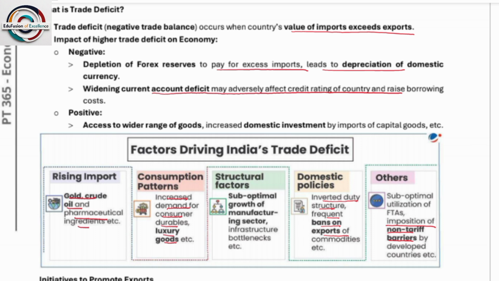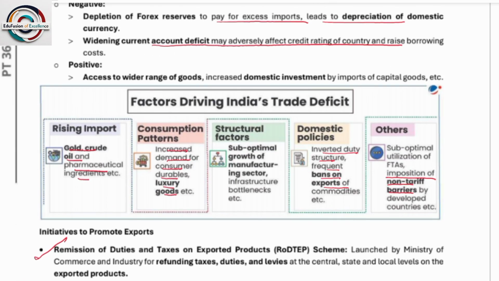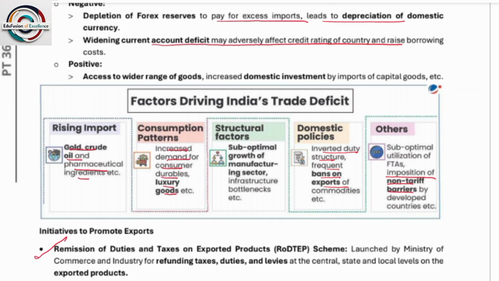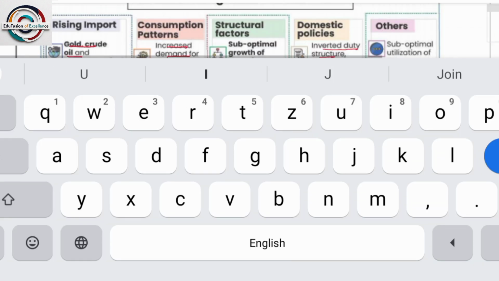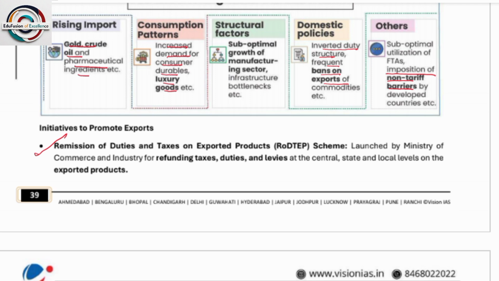So what are the factors that drive India's trade deficit? One is rising import because of gold and crude oil, which are being imported at a maximum quantity. Next, consumption pattern. Obviously there is a change in consumption pattern, with increasing demand for luxurious goods. Next is domestic policies and others.